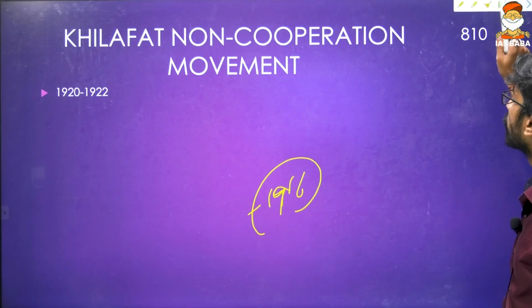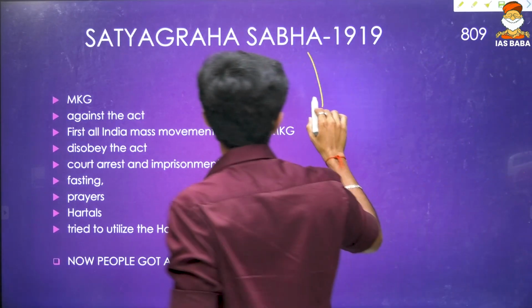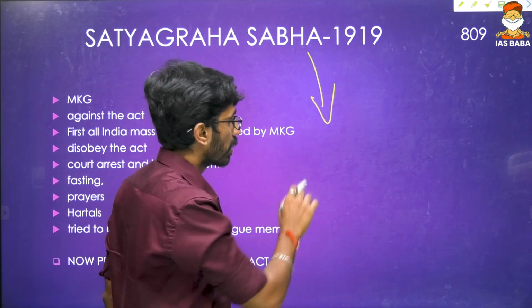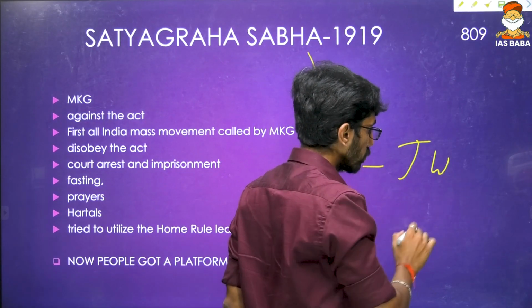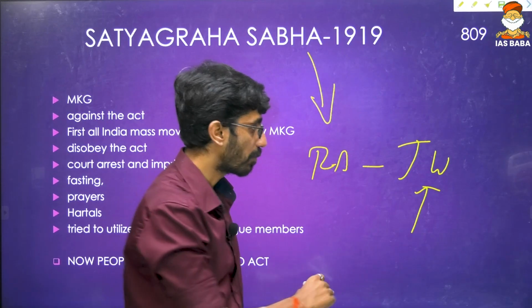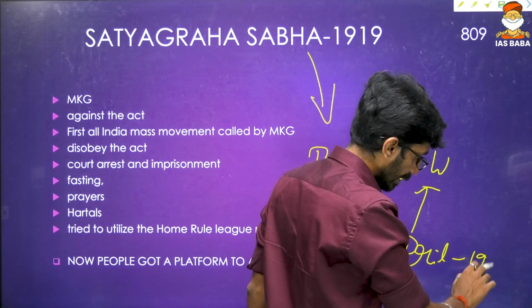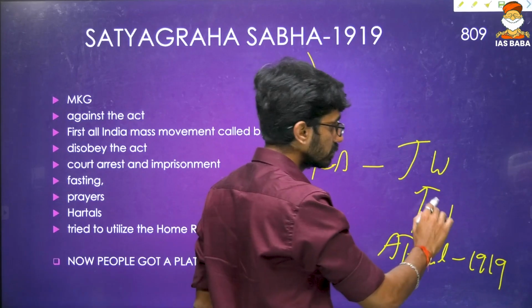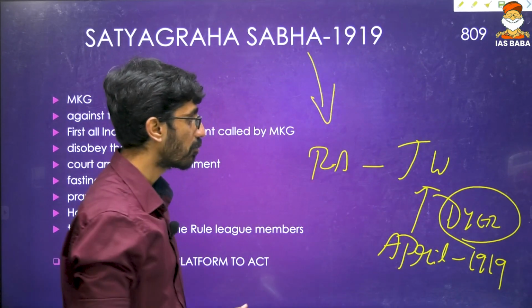Then the Khilafat non-cooperation movement, we'll come to that. And why Gandhiji withdrew, we'll come to that too. So there were protests against this Rowlatt Act at Jallianwala Bagh. So the Jallianwala Bagh tragedy happened in April 1919. General Dyer ordered firing on common, unarmed people.